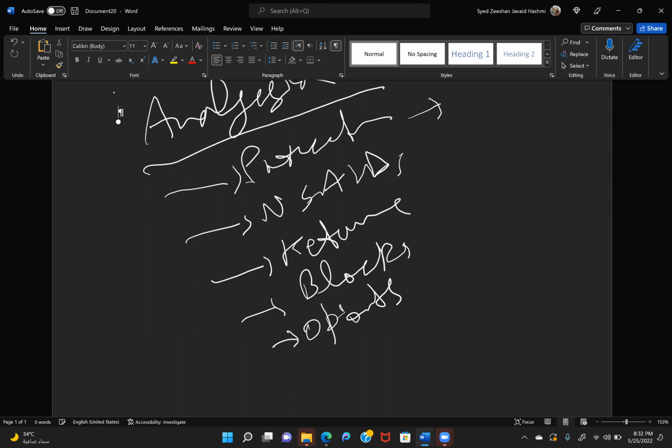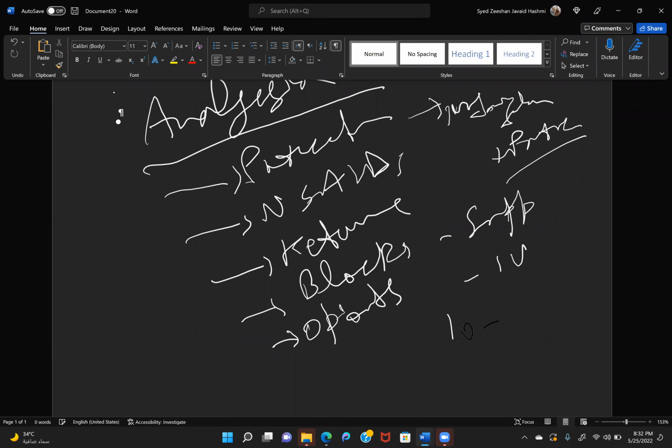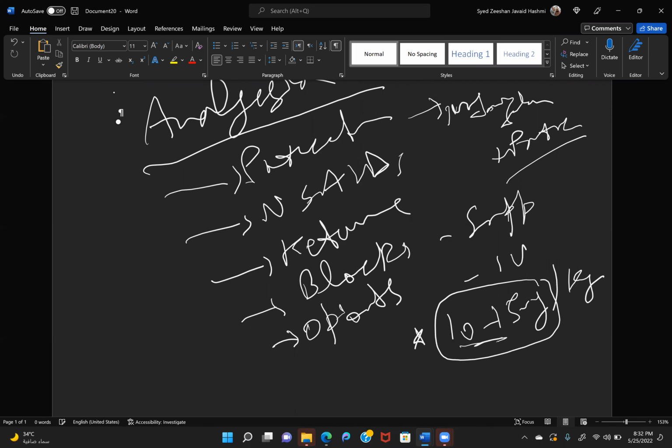Paracetamol is sometimes given as a preemptive analgesia, and they add midazolam to it. Midazolam with paracetamol is used as preemptive analgesia as well as for anxiolysis. Then paracetamol suppositories or even IV paracetamol, 10 to 15 milligram per kg, you can give. And you have to take care of the safe dose. You should not give overdosage.